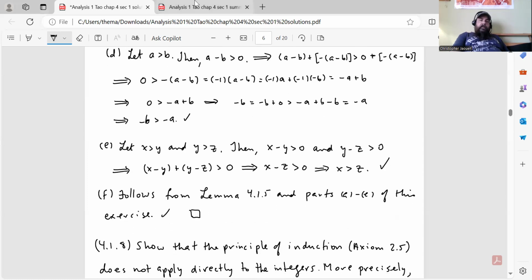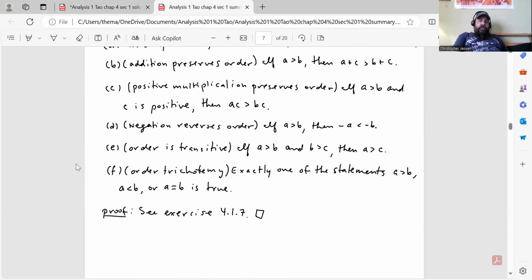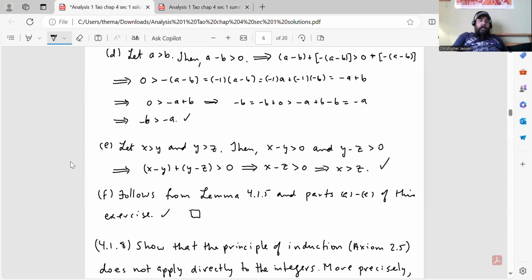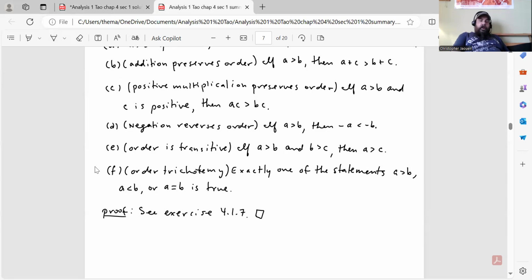Right, part E says order is transitive. So if A is greater than B and B is greater than C, then A is greater than C. Right, so let x greater than y greater than z, then x minus y is positive and y minus z is positive. Therefore, the sum is positive. And when you simplify here, you get x minus z is greater than 0, which implies that x is greater than z. Right, and then letter F, order trichotomy.